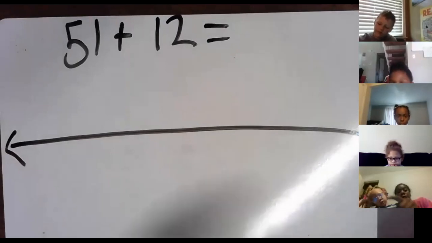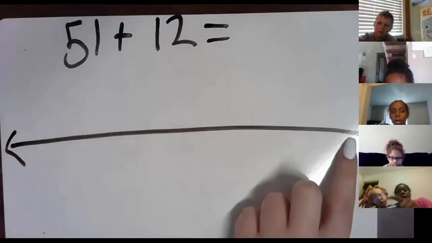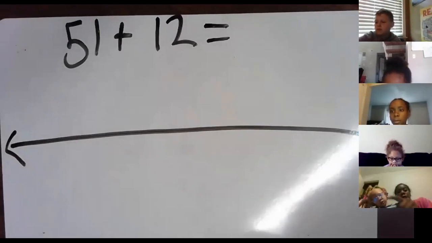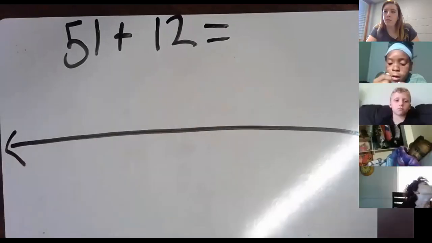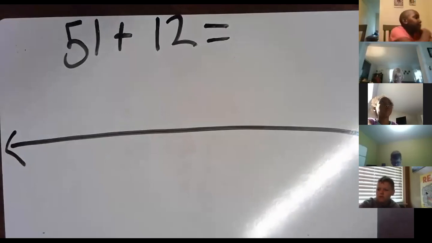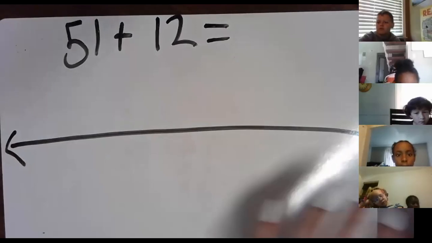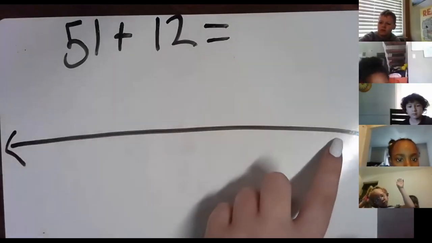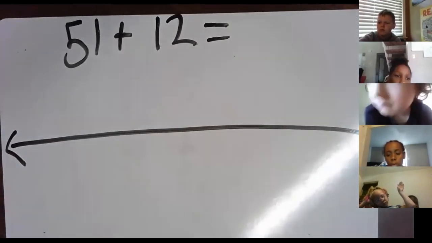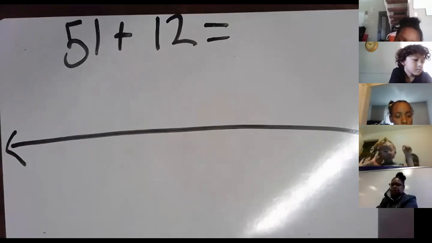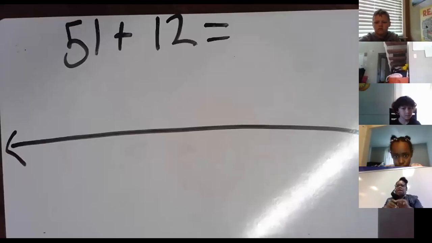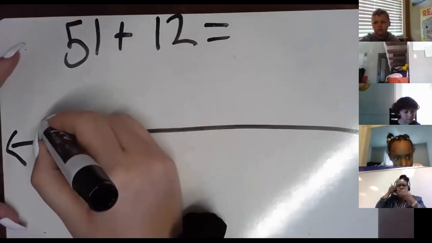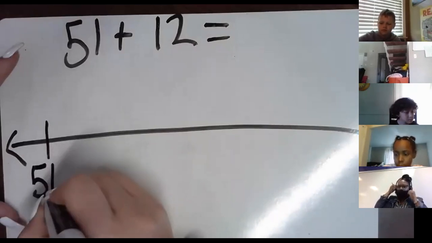Where am I going to put the 51? Over here to the left or to the right? Vaughn. All right, someone raise their hand, tell me, where am I going to put 51? To the left or to the right? Dejay? The left. Yeah, to the left because I'm going to add, so my number's going to get bigger. Okay, so I'm going to start with 51 right here.